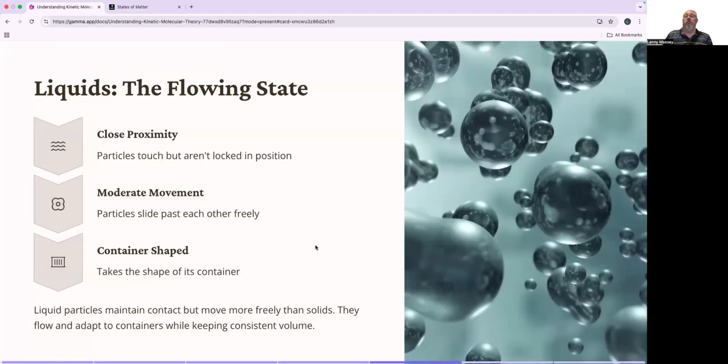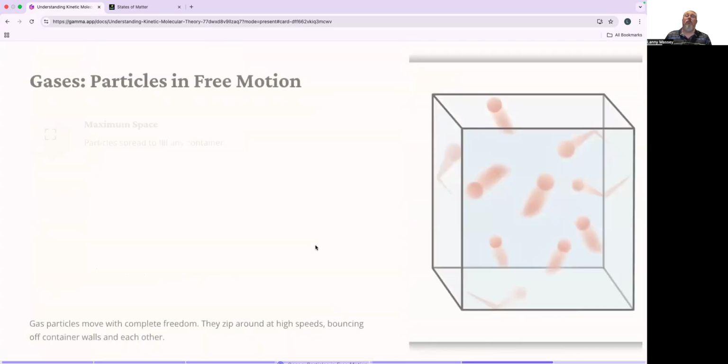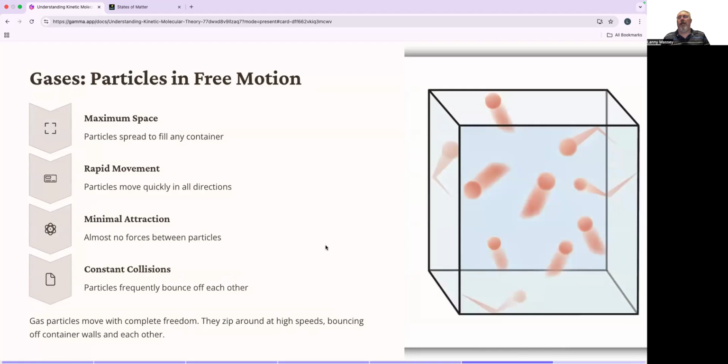But notice when we went to adding more energy, the molecules moved faster, and the faster the molecules moved, the more they became like a gas. So gases are particles that are in free motion. They can spread to fill the container. They no longer have any kind of bonds holding the molecules together.